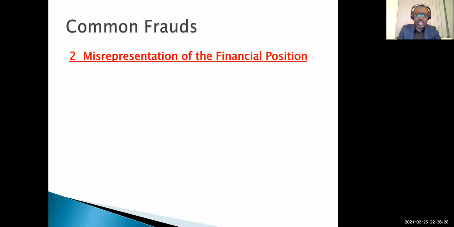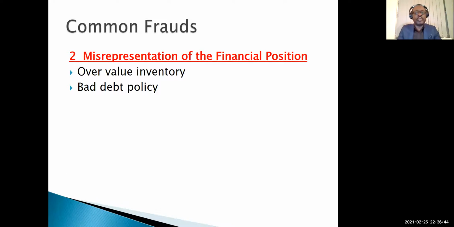Another one, second leg of common frauds: misrepresentation of the financial position. So we overvalue inventory, some bad debt policy, we just try to increase it fictitiously. At the end of the day, we collude with the debtor to collect what we've put on file. Hey, your amount was supposed to be 10,000. I have advised management that you cannot pay, you are bankrupt, you have challenges with your liquidity situation. So we've written off 50%. So just give me something and that's it. So we share when you know the person can actually pay.